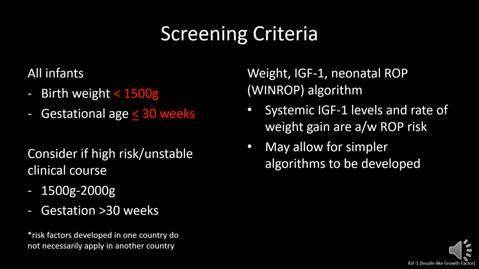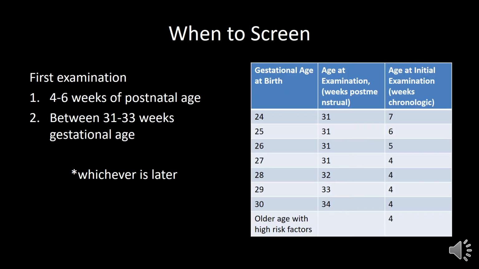who require screening. The first ROP screening examination should generally be performed between 4 and 6 weeks of postnatal age, or alternatively between 31 and 33 weeks post-conceptional or postmenstrual age, whichever is later. For example, babies born between 24 and 27 weeks will have their first ROP screening at postmenstrual age 31 weeks.